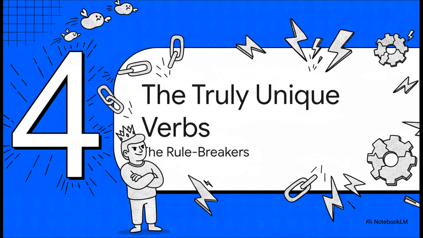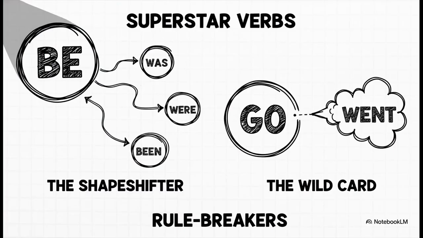All right, it's time to meet the rebels. These are the verbs that just don't fit neatly into any kind of pattern. But because they're so incredibly common, they are absolutely essential to know. The two absolute superstars of this group are be and go. I mean, the verb to be is the single most used verb in the entire English language, and it's also the most irregular one, with all its forms like was, were, and been. And then you have go, which completely changes to went in the past, a word that looks nothing like the original. These two are the source of so many mistakes, so they're definitely worth memorizing on their own.